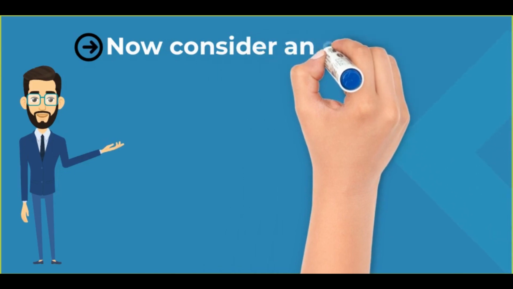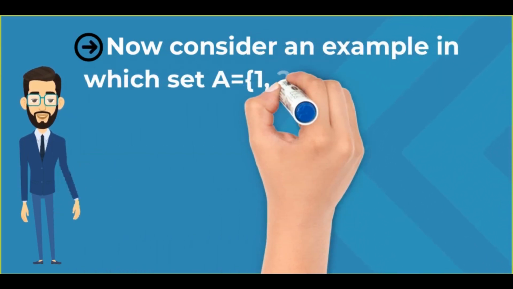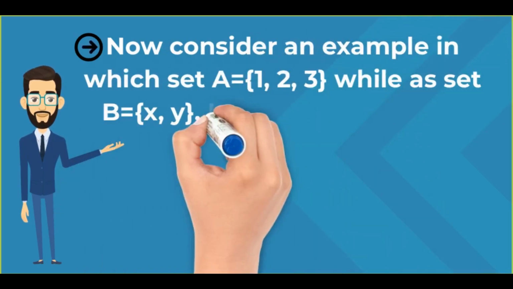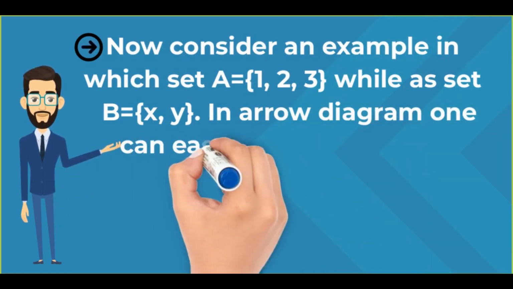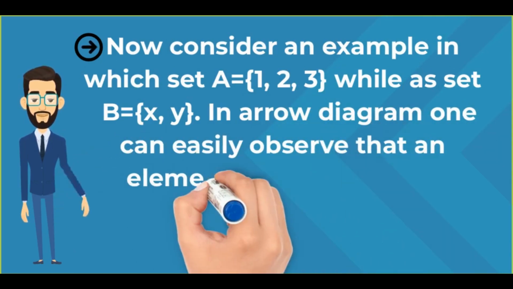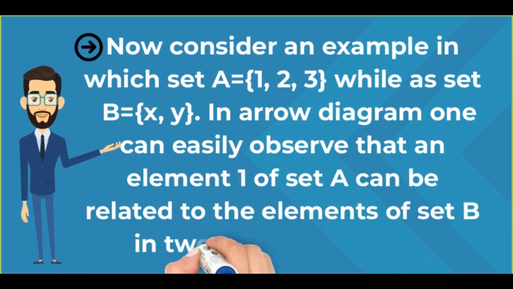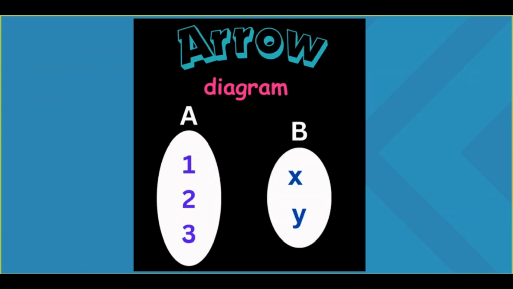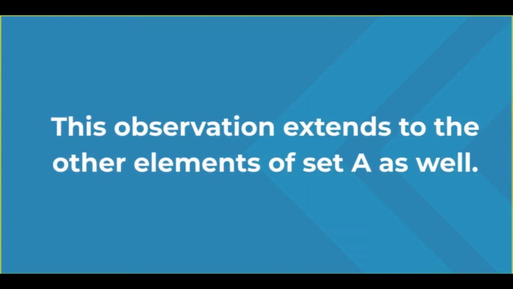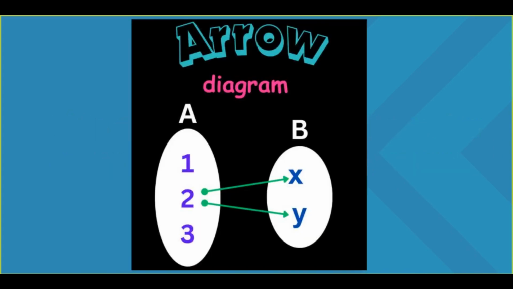Now consider an example in which set A has elements 1, 2 and 3 while set B has elements X and Y. In an arrow diagram one can easily observe that an element 1 of set A can be related to the elements of set B in two different ways as (1, X) and (1, Y). This observation extends to the other elements of set A as well.